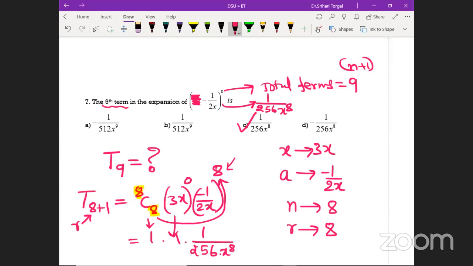If it is the last term, delete that first term. If it is the first term, delete the last term.